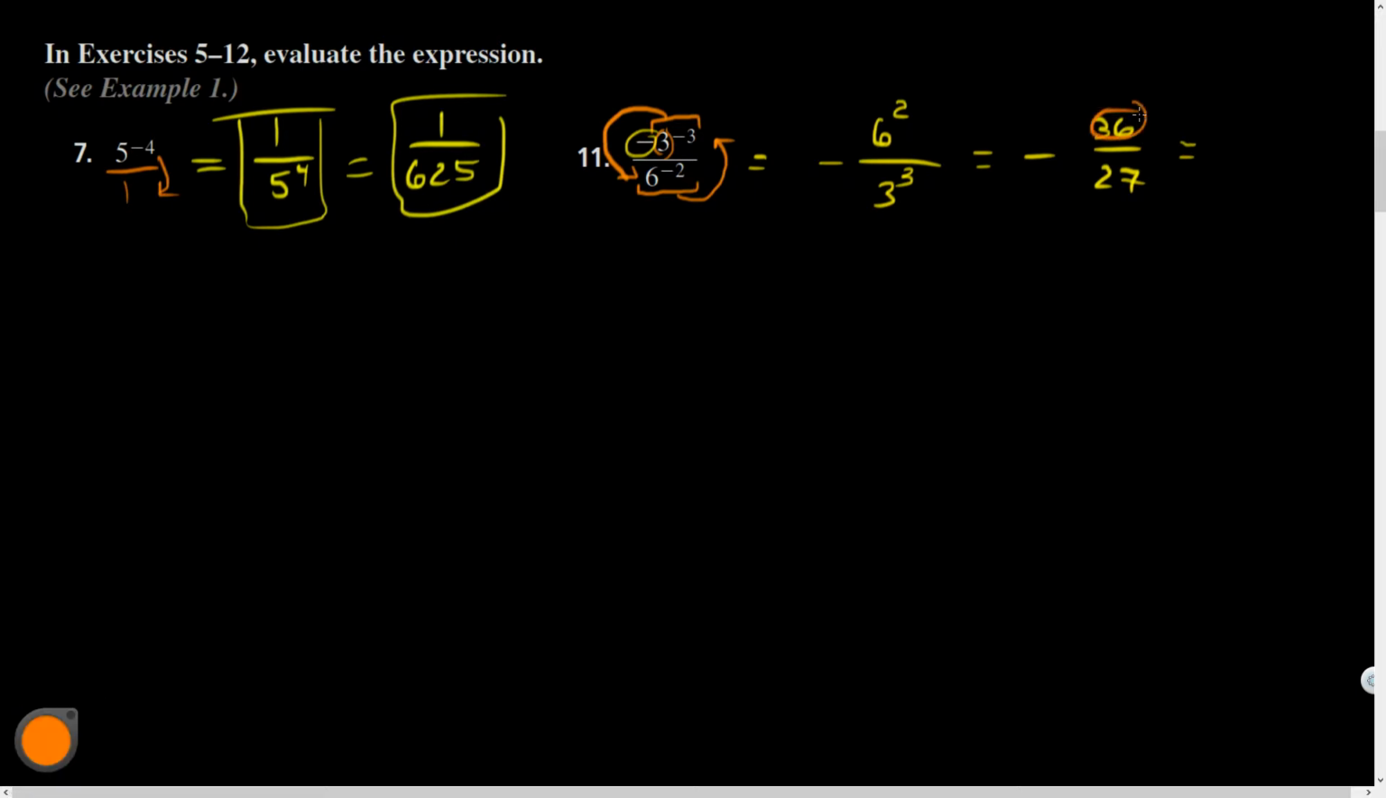What's a number that goes into 36 and 27? 9. Good move. 9 goes into 36 4 times and into 27 3 times. So I reduce the fraction and I get negative 4/3.